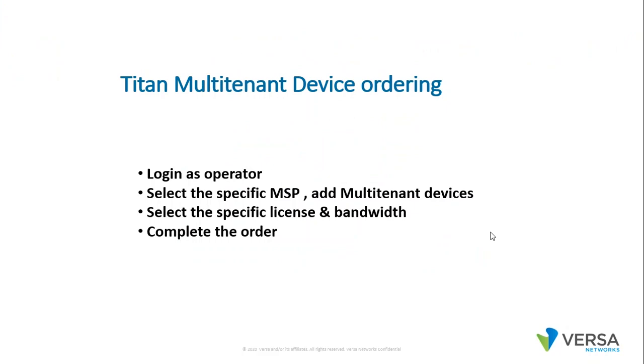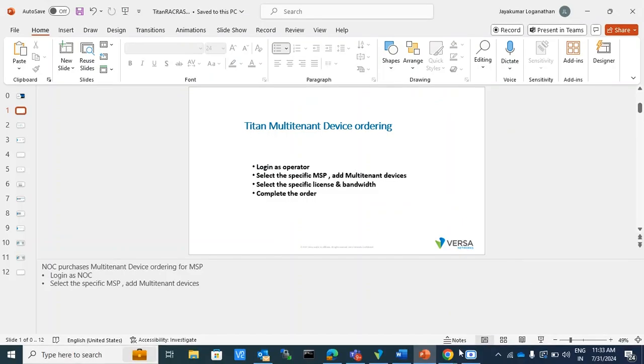Hello, in this video I'm going to show you how to purchase a multi-tenant device for a specific MSP in Titan. I'm going to perform the below actions. Log in as an operator, select a specific MSP, and add a multi-tenant device with a license and required bandwidth, and complete the task. Let's go through the process.